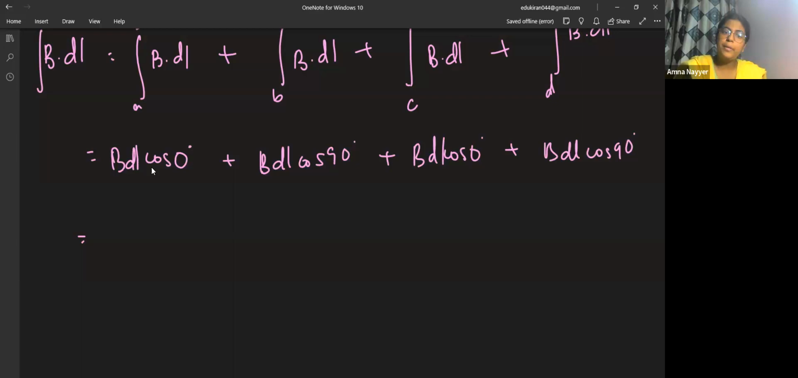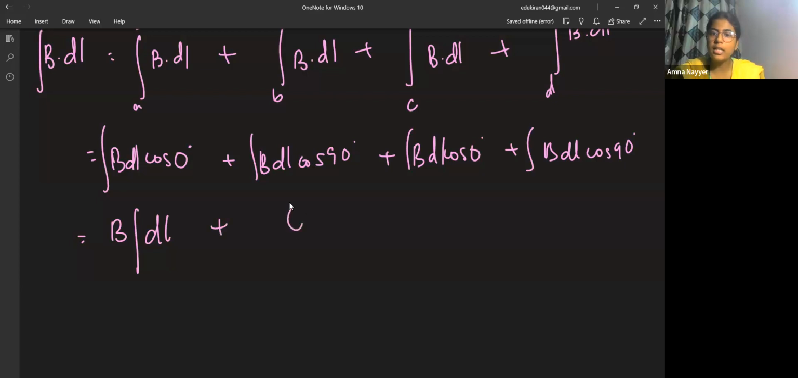Now look, B dl cos 0 degree means integral. This means integral of B dl. Again, this becomes B integral of dl, plus this cos 90. So these two are directly 0. But one more thing, class. One more thing.